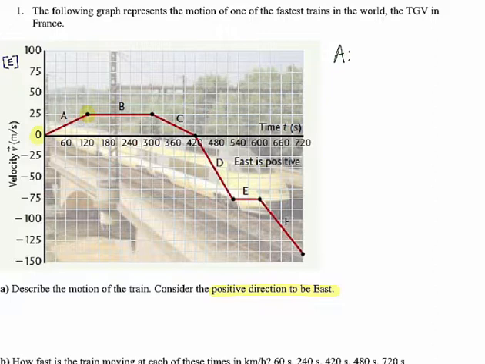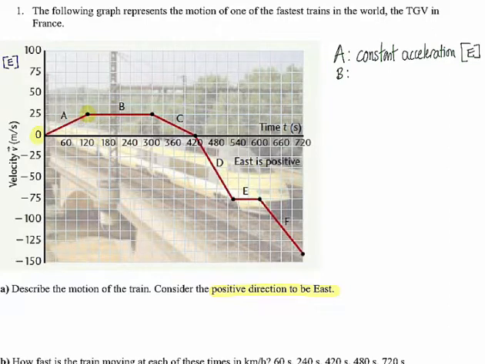The velocity is increasing. And when the velocity is increasing at a uniform rate, as it is here, because the slope is constant, then we would say that this is constant acceleration. And since acceleration is a vector quantity, we need to give a direction, so that would be constant acceleration east.